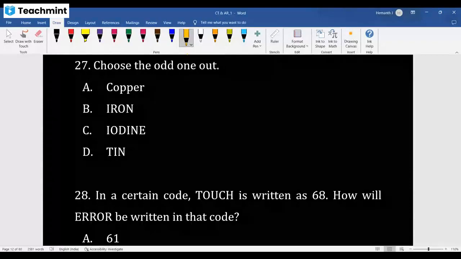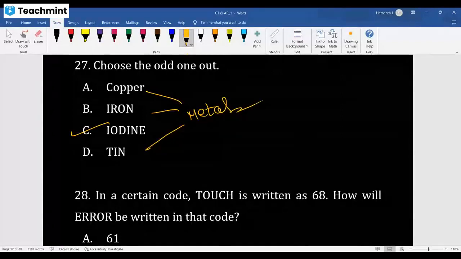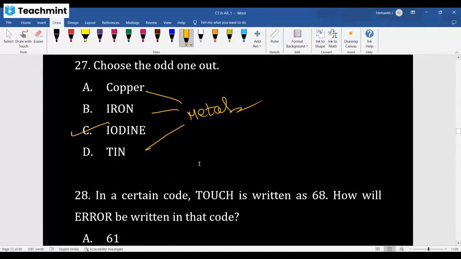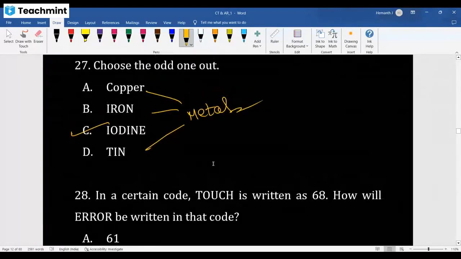Copper, iron, tin are metals. If I'm not wrong, these are all metal related things, similar things. Iodine is the odd one out, different one, right? If you know those things, then you're not taking much time.